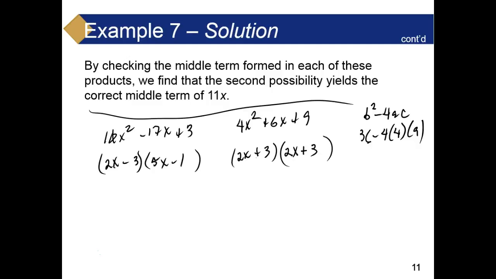Notice what this is? 36 right here, right? Times 4 is going to be a big number, a lot more than 36. You're going to have 36 minus a number bigger than 36. What's that going to give you? A negative number. If this discriminant ever turns out negative, now you can write down, guess what? Not factorable. Okay?